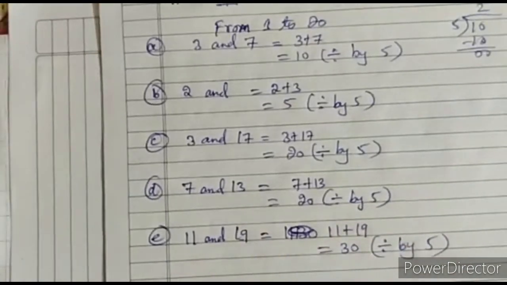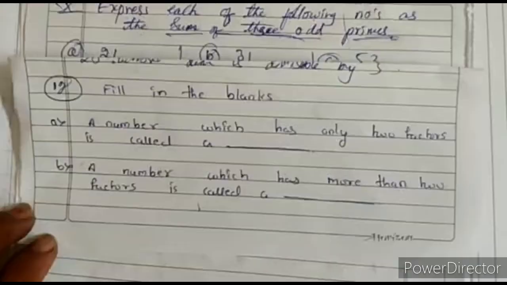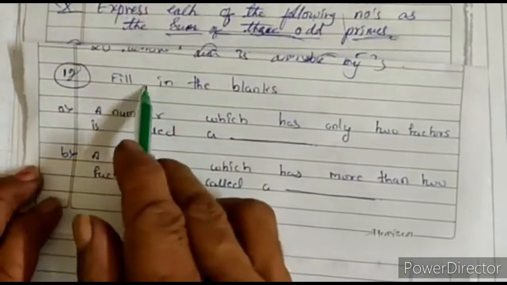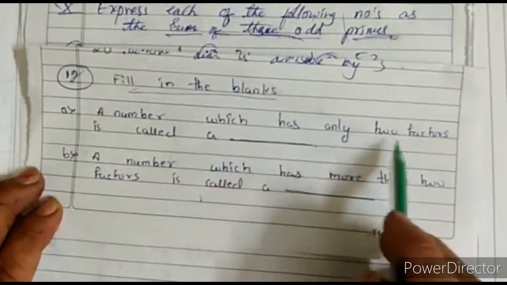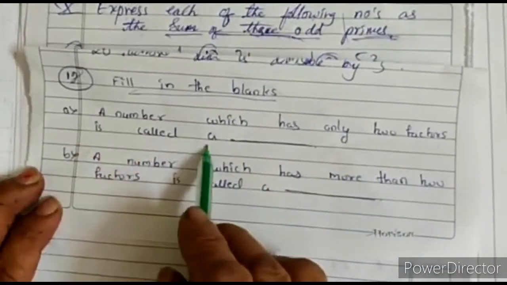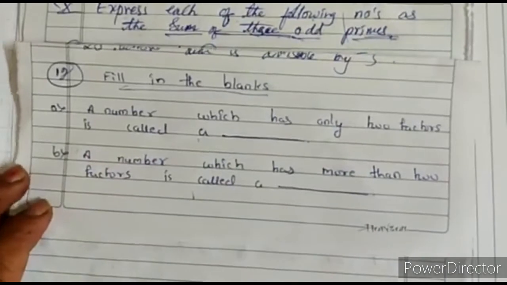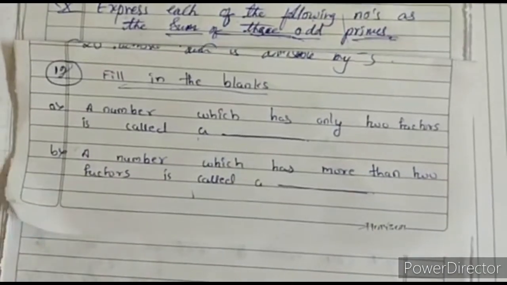Next question. Question number 12 will be there. Only fill-ups are there, I will explain. In question 12, there are fill in the blanks. A number which has only 2 factors is called what? What are the 2 factors? Already we know that.